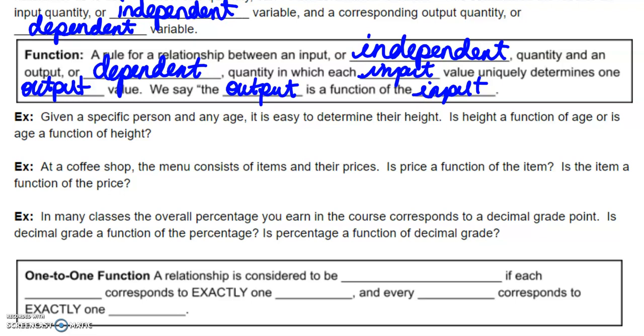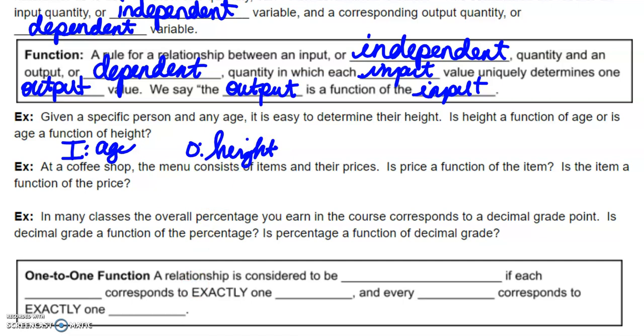So if we think about our inputs and our outputs, what do I have? Well, I have height and age. For the height of myself, how tall I am, is that dependent upon my age? What has to happen first? Well, if I say I'm 5 years old versus 56 years old, what's going to happen to the height? Well, the input does have to be your age. That has to be known first. And then your height would then be the output.